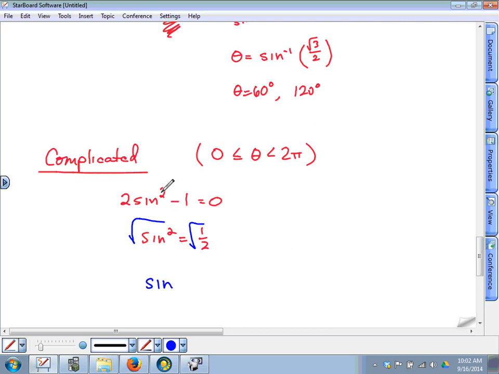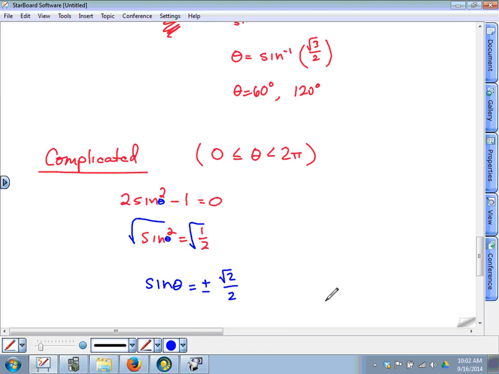Oh, what am I doing? There's got to be a theta symbol in there. Sine theta, there we go. Sine theta is equal to plus or minus. This is the one thing that you guys forgot last year. When you square root it, it's plus or minus. Plus or minus square root of 2 over 2.